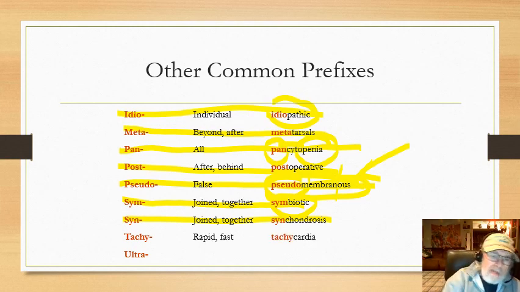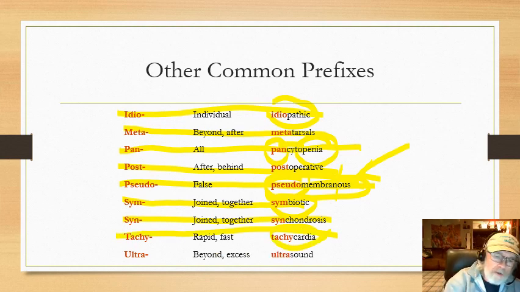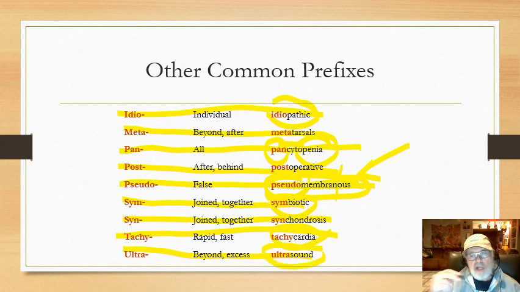So tachy means rapid or fast, tachycardia, rapid heartbeat. Ultra means beyond or excess. Ultrasound, sound that's in excess of what we normally could hear, okay? And that's why they call it ultrasound, above and beyond the normal range of hearing.